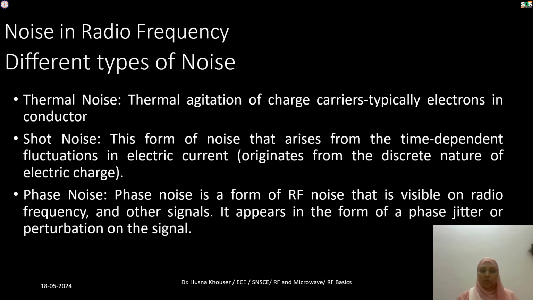Next is phase noise. Phase noise is a form of RF noise that is visible on radio frequency and other signals. It appears in the form of phase jitter or disturbance on the signal.